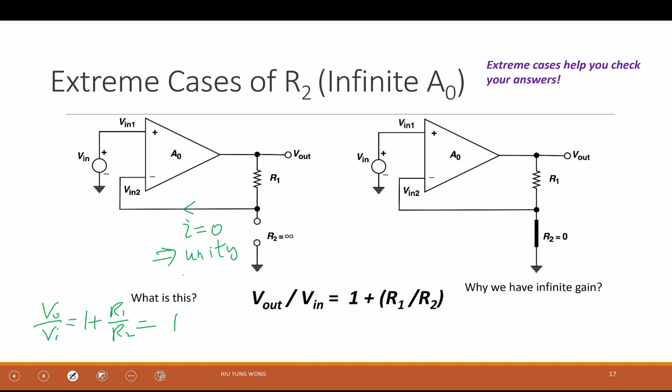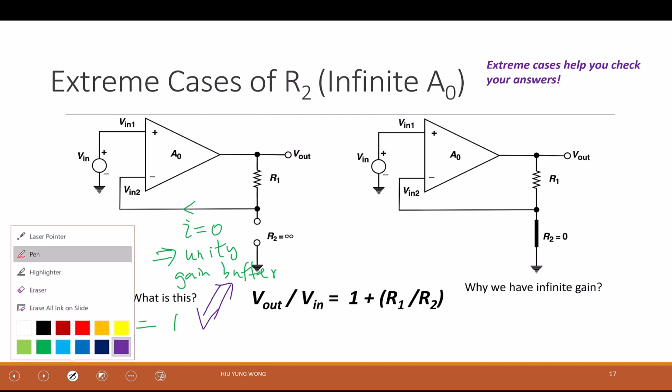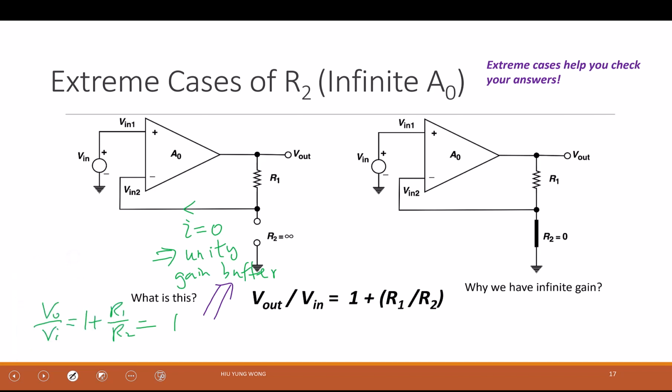Unity gain buffer, right? So they are consistent. Makes sense. From the circuit topology, it becomes a buffer, so I expect the gain is 1. From the equation you derived, R2 becomes infinity, it is also 1. Everything matches, right? So try to see it in this way. What if R2 becomes 0? What will be the gain?